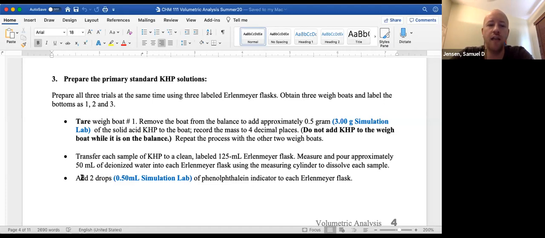In the lab, we would add a couple drops, but the simulator doesn't have a dropper, so you need to use about 0.5 milliliters of the indicator in each one of your solutions. If you don't add the indicator, you won't see anything.